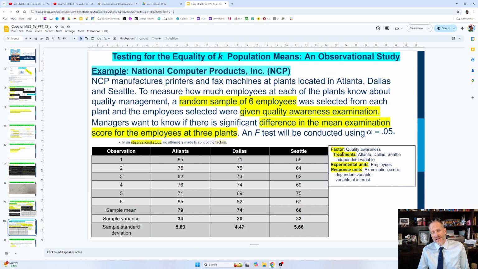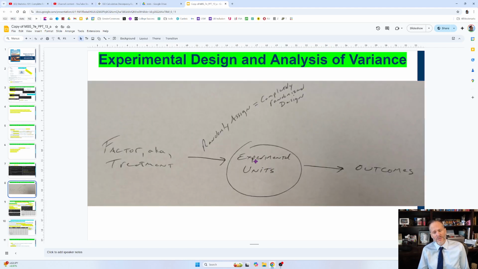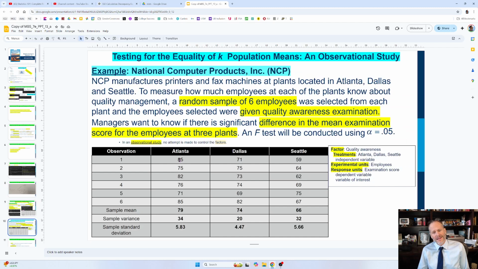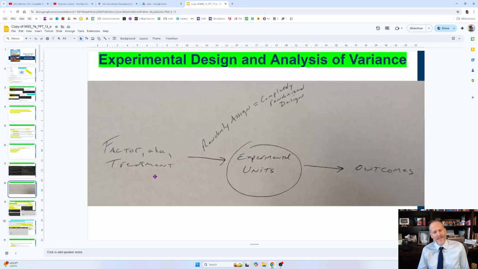Here, it's just the factor, quality awareness, and the treatments, the sub-category of the factor, are that we're going to look at quality awareness in Atlanta, Dallas, and Seattle. And the experimental units, we're looking at that in relation to the employees. So what is being applied to each employee, if we go back here, the experimental units, the employees, what's being applied to them is where are they at? Right? Are they in Atlanta? Are they in Dallas? Or are they in Seattle? Right? That's the treatment. Which one are they at?